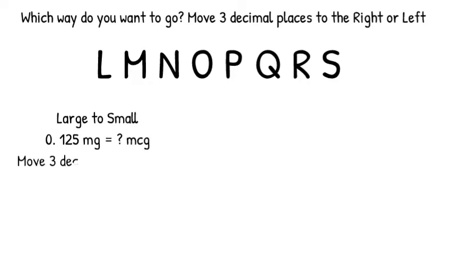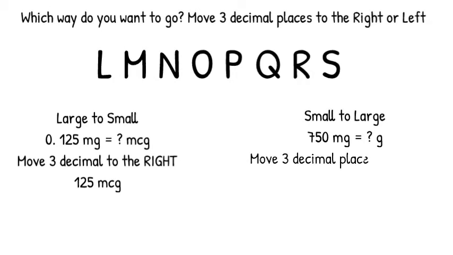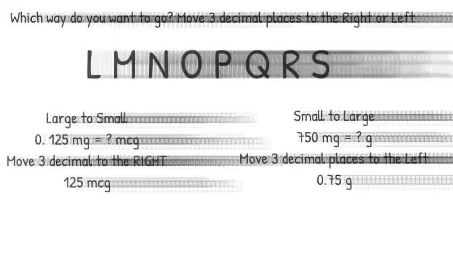3 spaces to the right. If I am going from small to large, I know that I'm going to move the decimal place 3 spaces to the left. So there's no math involved in using this technique, and I prefer this over calculation any day.